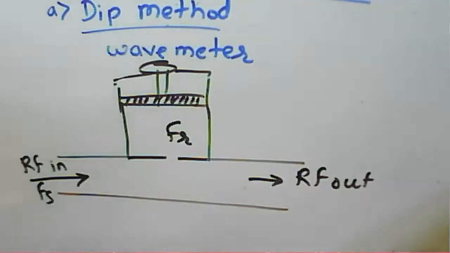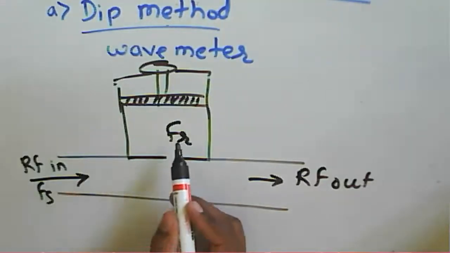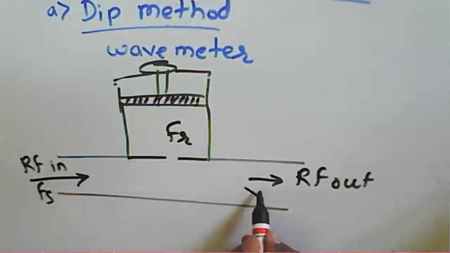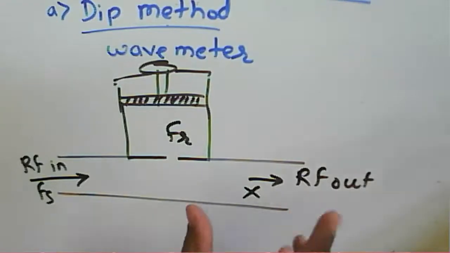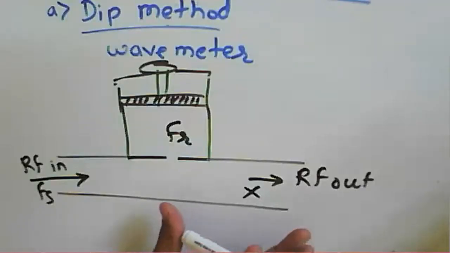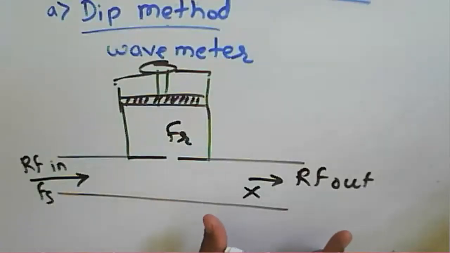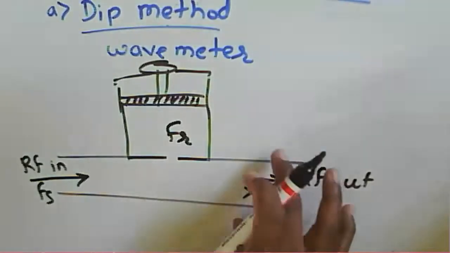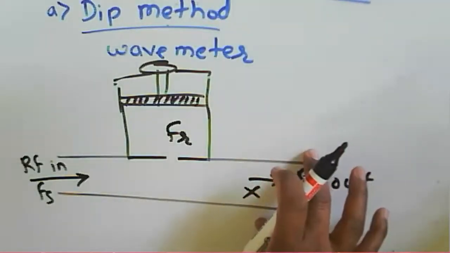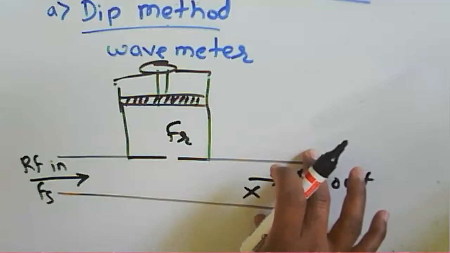So when the resonating frequency and the signal frequency match, then the output will dip. It will be zero because a standing wave occurs, and because of that standing wave the output across this particular guide will be zero. So that's why we say it is a dip method.